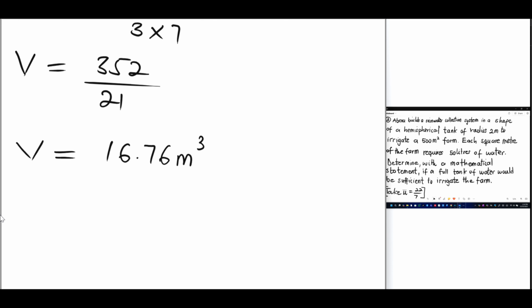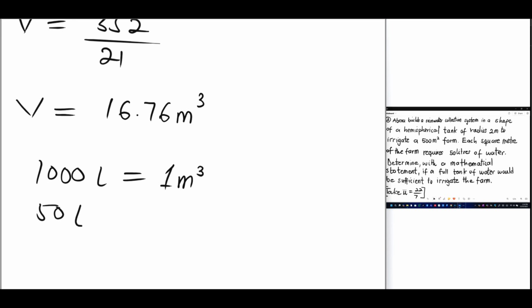Now we know that 1,000 liters is equal to 1 cubic meter, that is m exponent 3. So if you have 50 liters, what do you think it will be equivalent to in terms of cubic meters? We put x, so we just need to cross multiply.